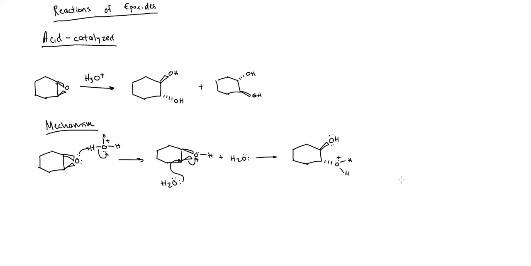Okay. So now all that happens is water comes in again, takes a hydrogen off, and then I'm done. And again, I would form both enantiomers of this and all that, but I'm just showing you how we form this specific enantiomer, and then we also get H3O+.